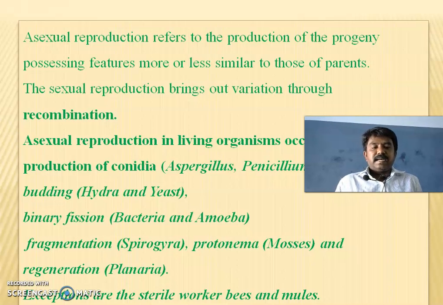Aspergillus, Penicillium: the production of conidia. Conidia is one of the asexual reproduction types. Example, Aspergillus and Penicillium. Next, another type, budding: Hydra and yeast. Binary fission occurs in bacteria and amoeba. Fragmentation, Spirogyra, is one of the important asexual reproduction methods. Next, protonema, another important method, occurs in mosses, and regeneration, Planaria.